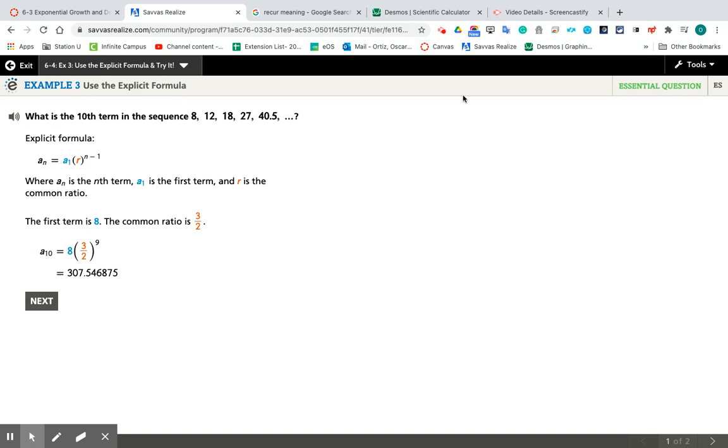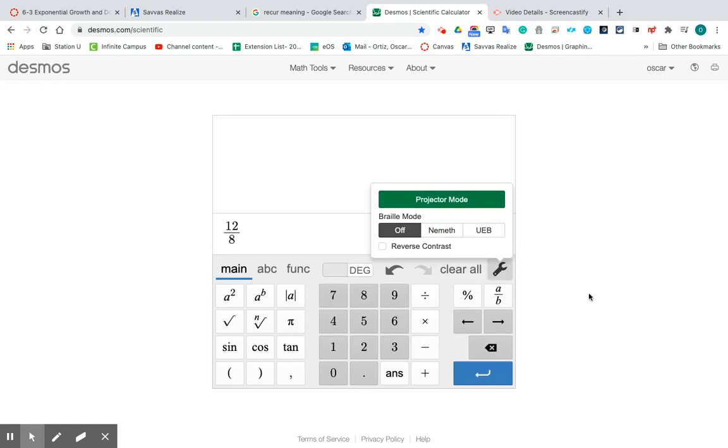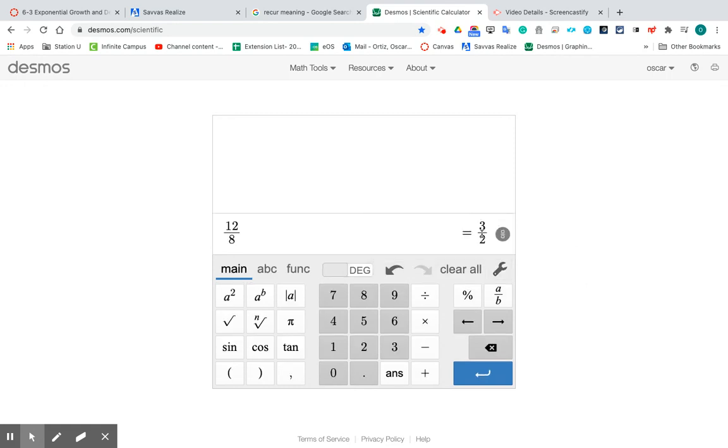You can do that on your calculator very easily. So 12 divided by 8. So right here we can do 12 divided by 8. And you're going to get your answer as a fraction or as a decimal. This is 3 halves.